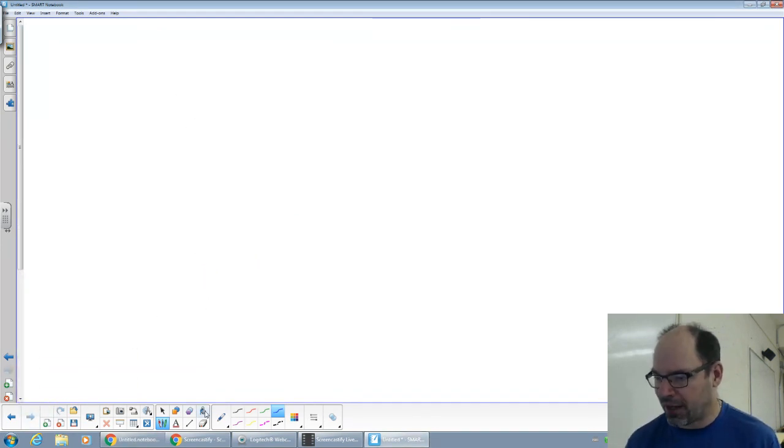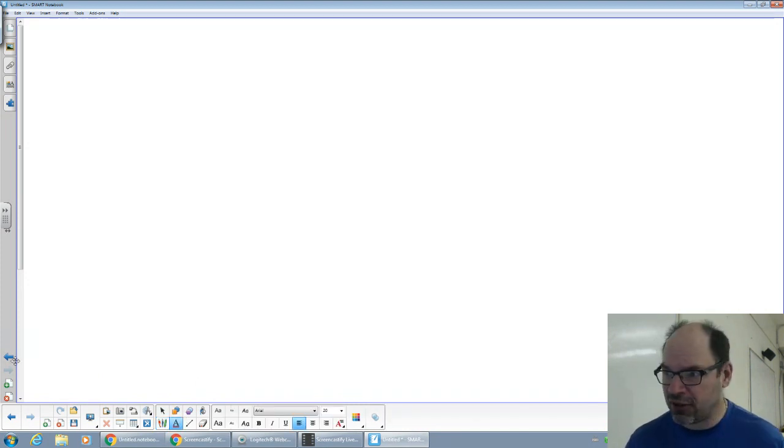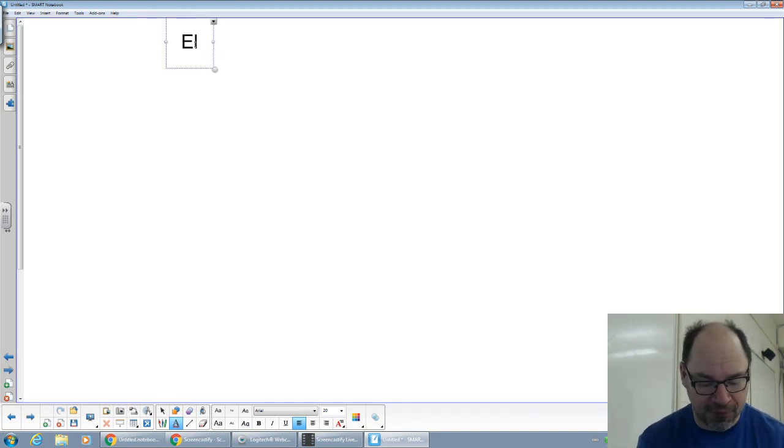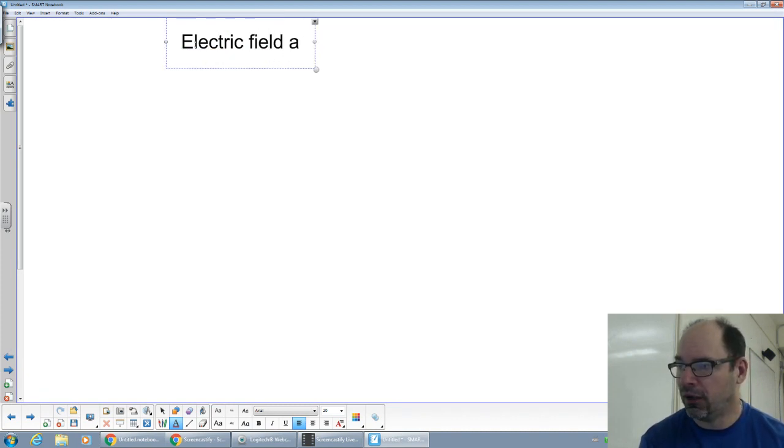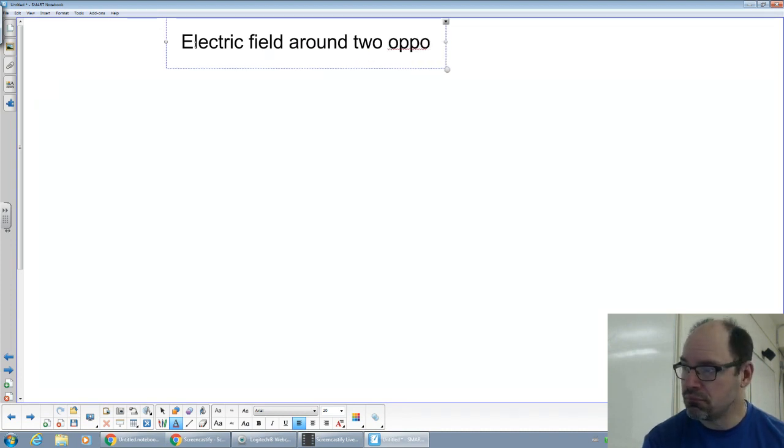Okay, so a diagram of two opposite charges. We'll type this out in nice typing here. Electric field around two opposite charges. So we'll say two opposite point charges.